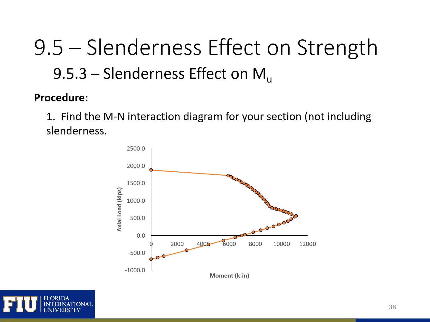The first thing that we need to do is find the moment-axial load interaction diagram for our section, not including slenderness. And we'll do this using the procedure that we looked at in our previous module.